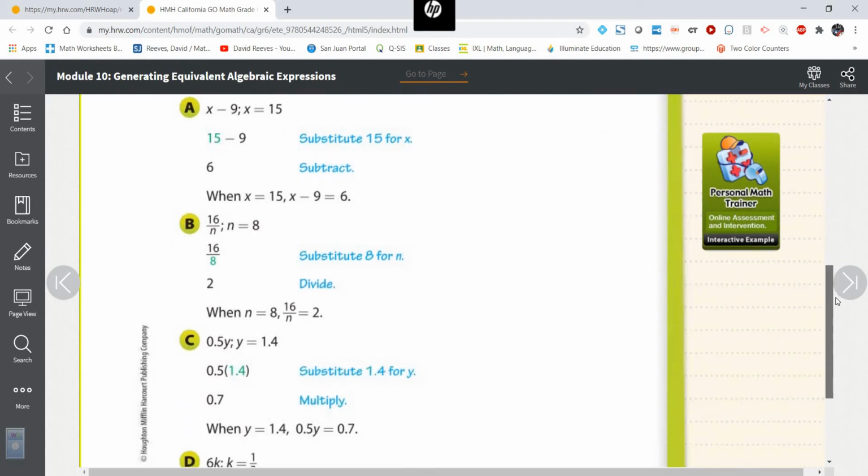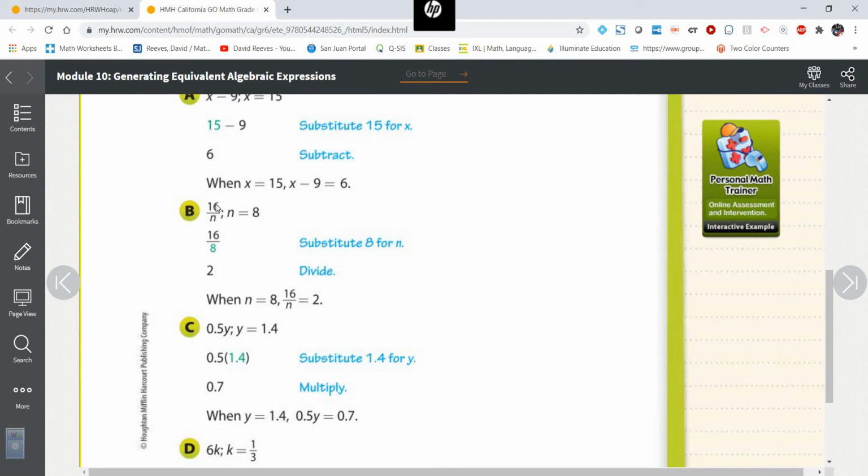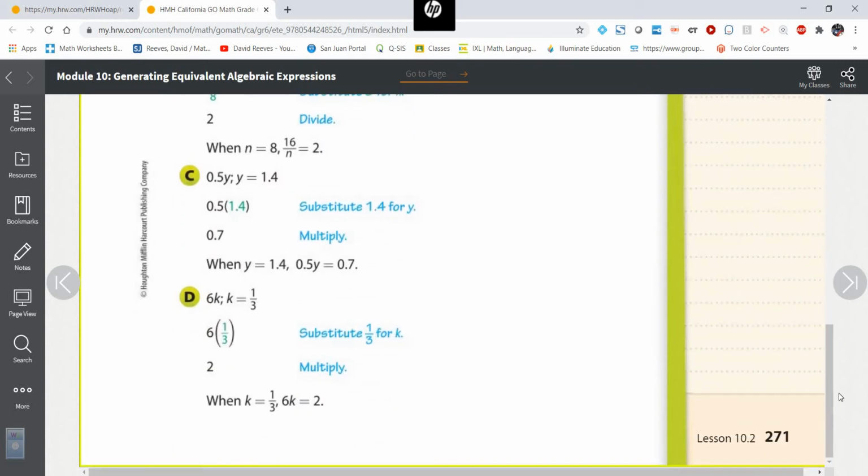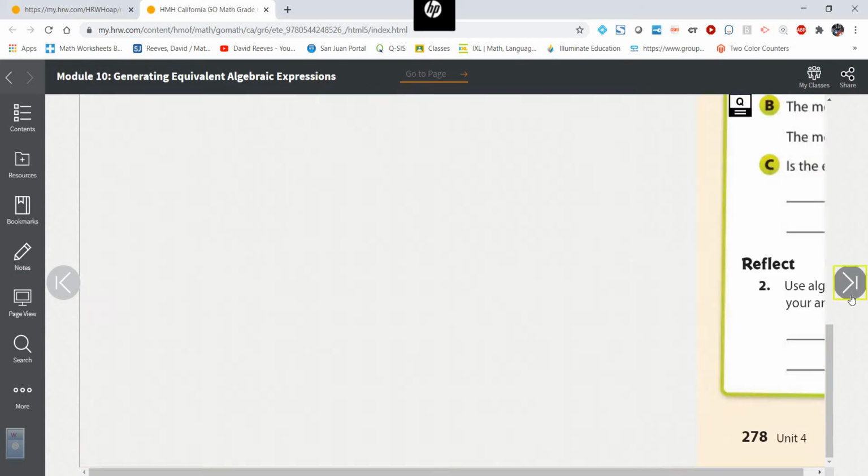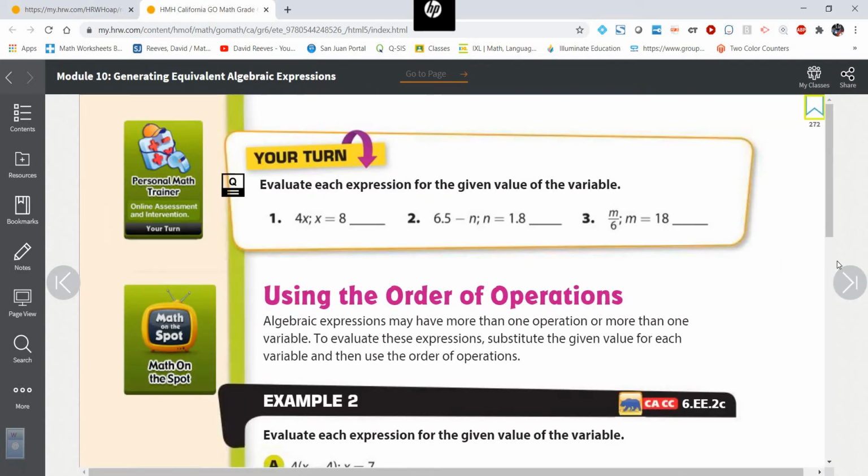All right, so then they have another algebraic expression here, 16 divided by n. Remember, 16 is the constant, division is our operation, n is our variable, and now they're telling us that n is equal to 8. So 16 divided by 8 is 2. So when you evaluate the expression 16 divided by n with a value of n equals 8, then the answer that you get is 2. All right, so that is the process of evaluating an expression. All right, so let's go ahead and do a couple more of these here.